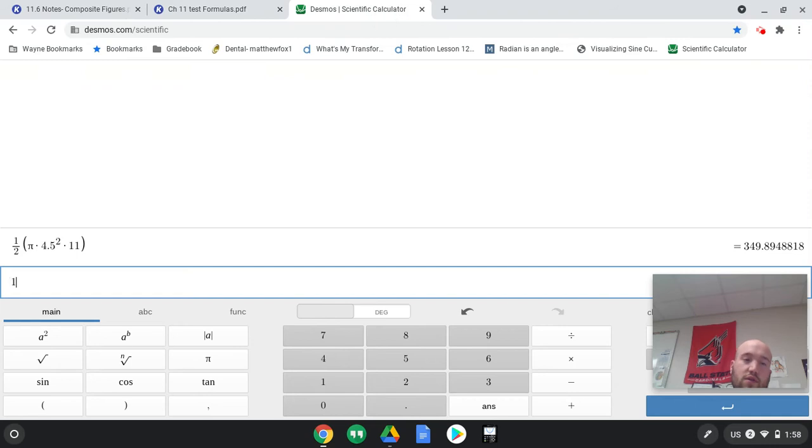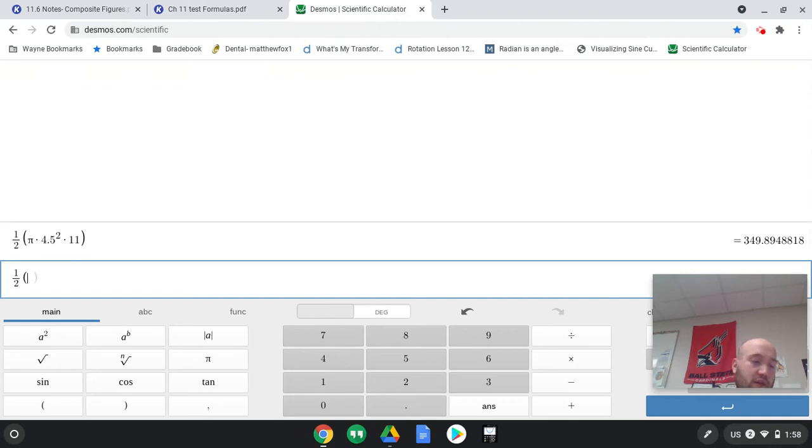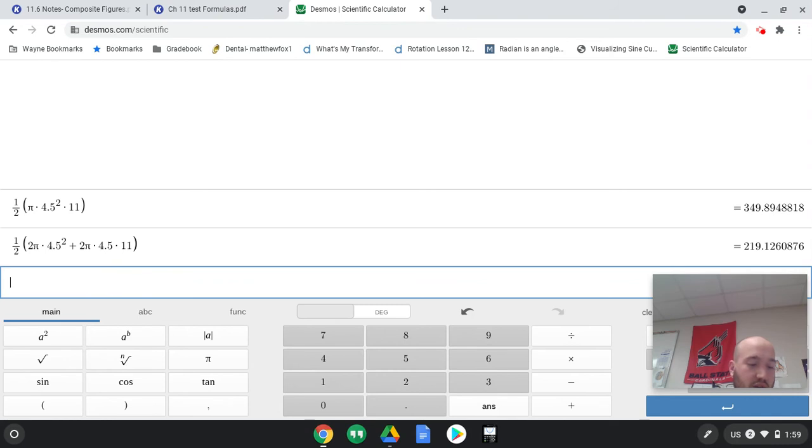Oops, wrong one. So 1/2 times 2 pi times r squared plus 2 pi times r times 11. And we get, let's see, 219.126, so 219.13.